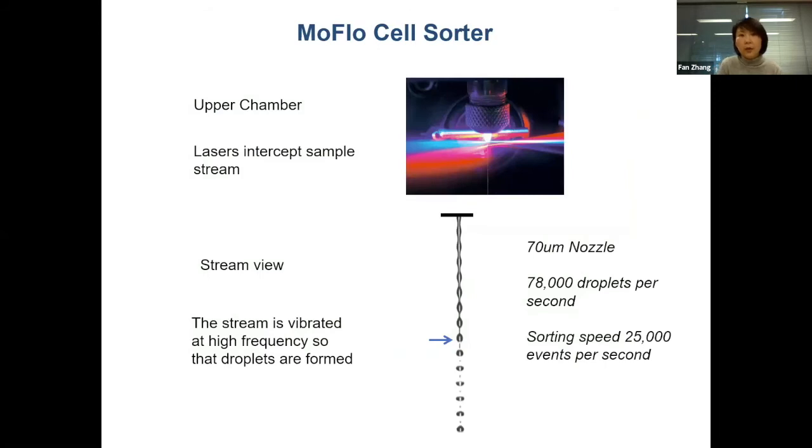This is the view of our sorter. In the upper chamber, we can see lasers intercept the sample stream. This stream is vibrated at very high frequency. A 70 micron nozzle can generate 78,000 droplets per second. We can sort up to 25,000 events per second.